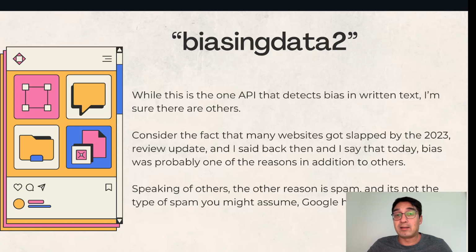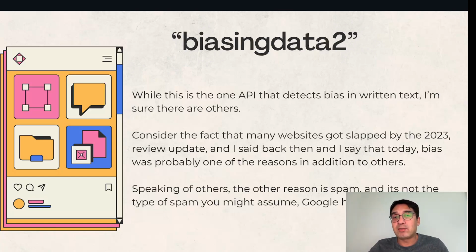Now, for those who remember, a lot of websites got slapped in 2023 with the review update, and many websites that had been slapped were saying that it's the end of the content sites. I still get people who comment on my videos that say there's an end of content sites or small content sites. That is not really the case.